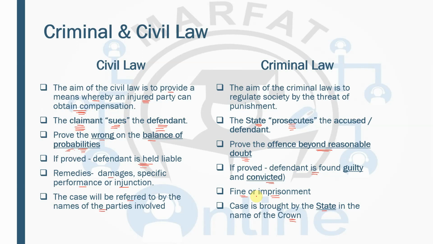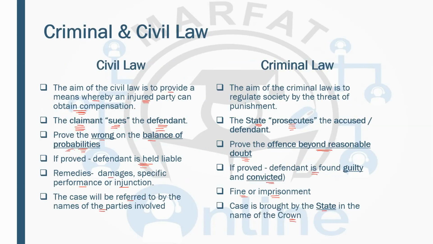So these are the major differences. In civil law, we use the term sue. In criminal law, we use the term prosecute. In civil law, you have to prove on the balance of probability. That means there is no need to give 100% or absolute assurance. If you have proven that thing on the balance of probability, that means to the major extent you have proven, then that's fine. That will be acceptable. In criminal law, the state needs to prove beyond reasonable doubt because of the remedies over there, fine or imprisonment. There is punishment over there, so there should not be any doubt.